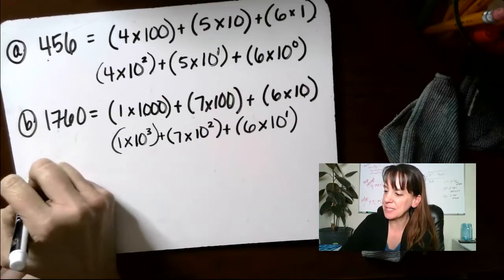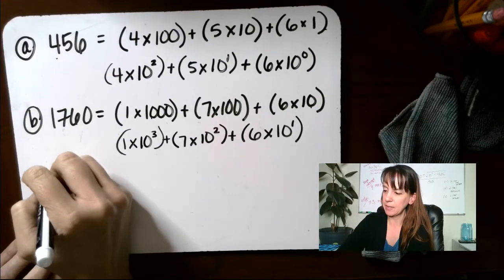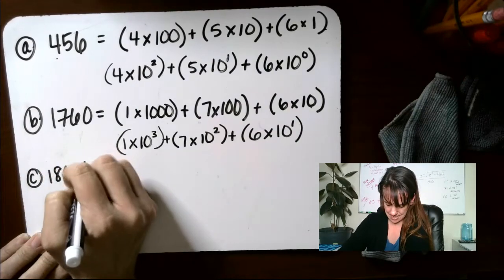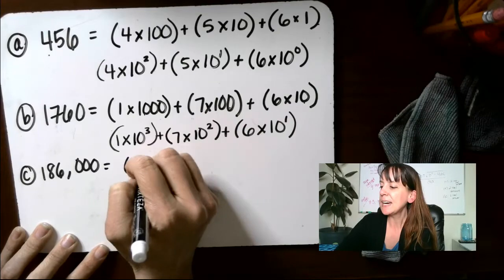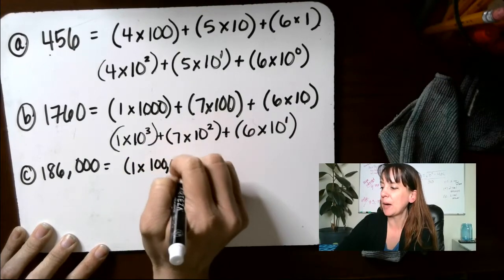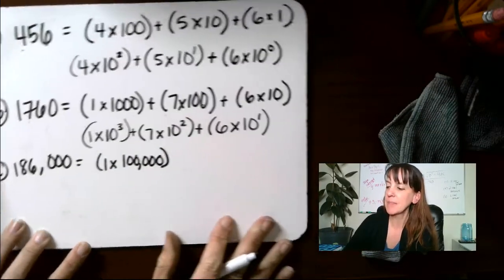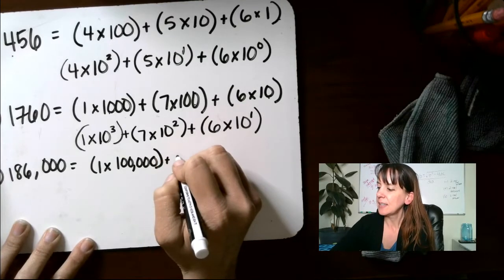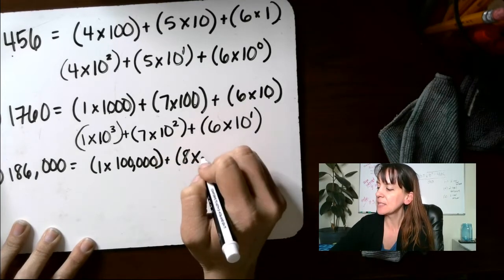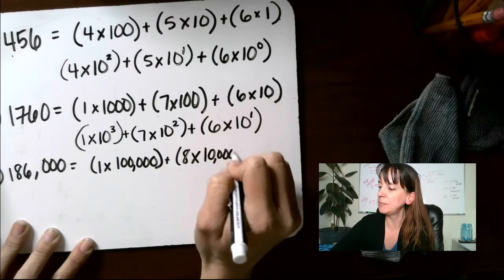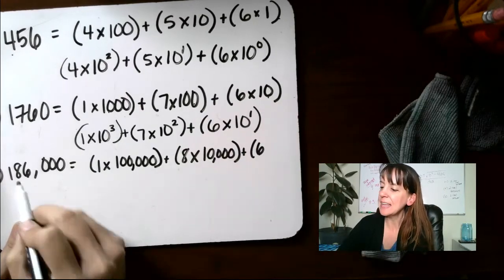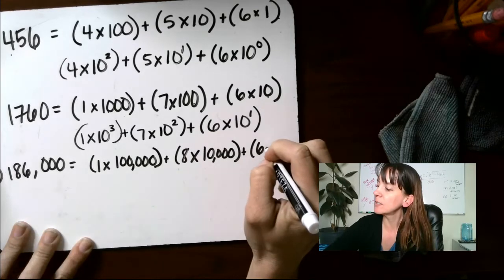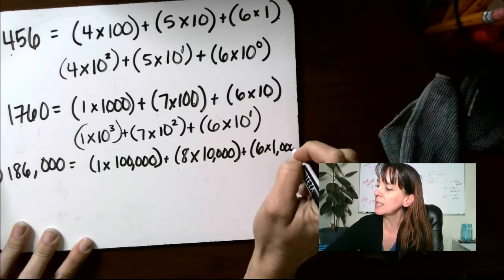All right, guys, let's do C. Oh, now we're getting up there. 186,000. So again, we're going to do 1 times, and that's in the 100,000 spot, like that, okay? Plus 8 times, and that's in the 10,000 spot. It's going to be like that. Plus 6, and that's in the 1,000s spot. So times 1,000, just like that.